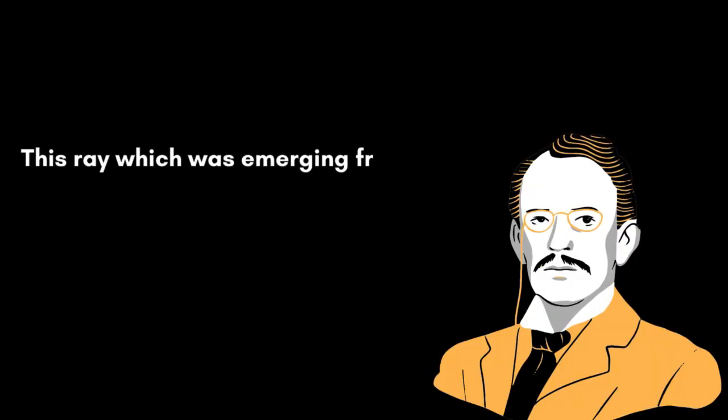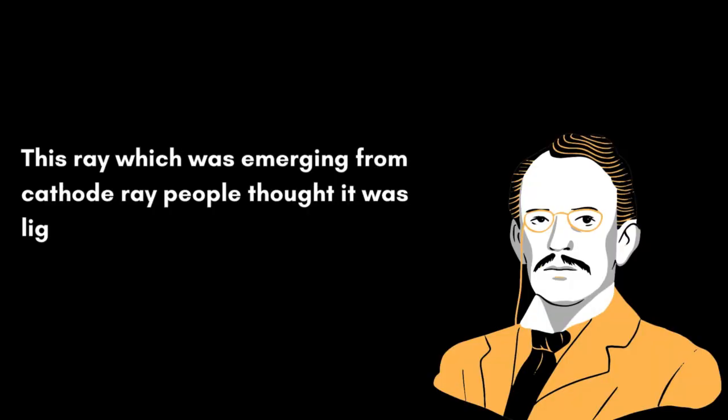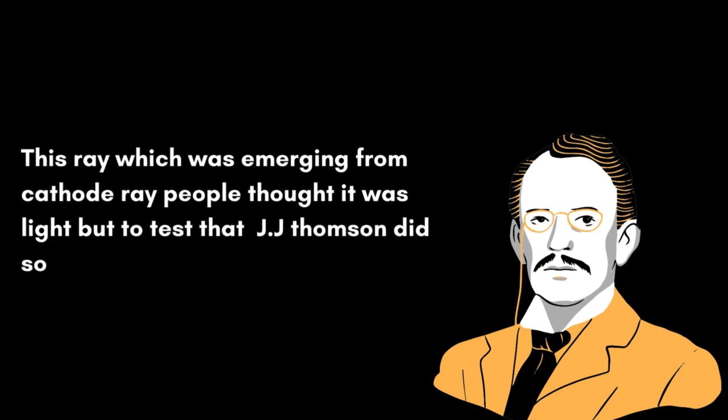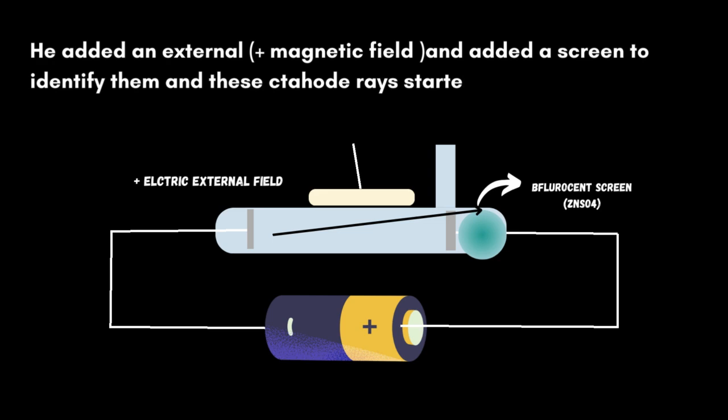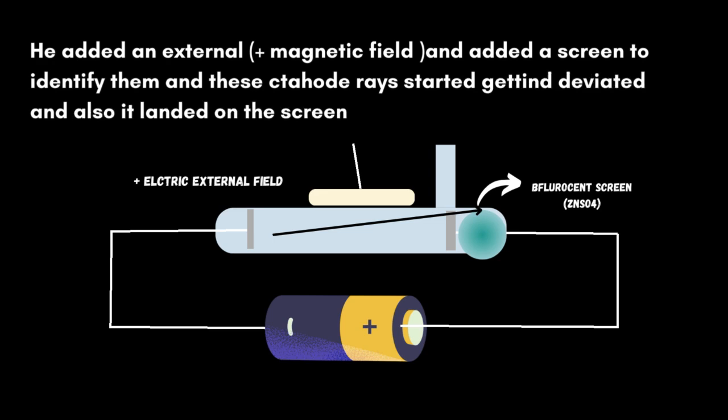This ray, which was emerging from the cathode, people thought it was light, but to test that, J.J. Thomson did something. He added an external, positive magnetic field and added a screen to identify them, and these cathode rays started getting deviated, and also it landed on the screen.